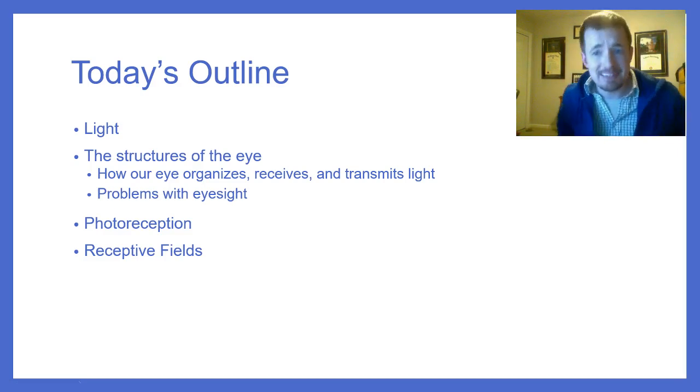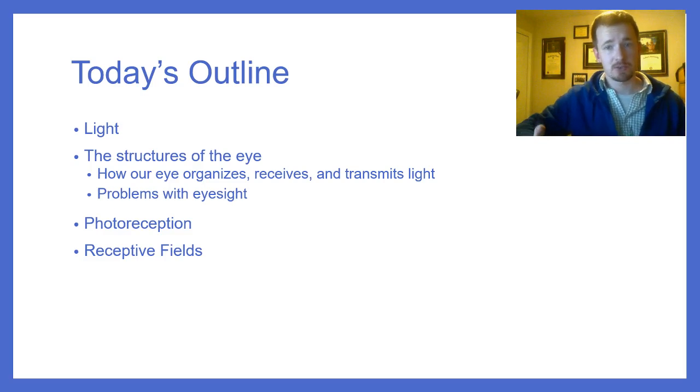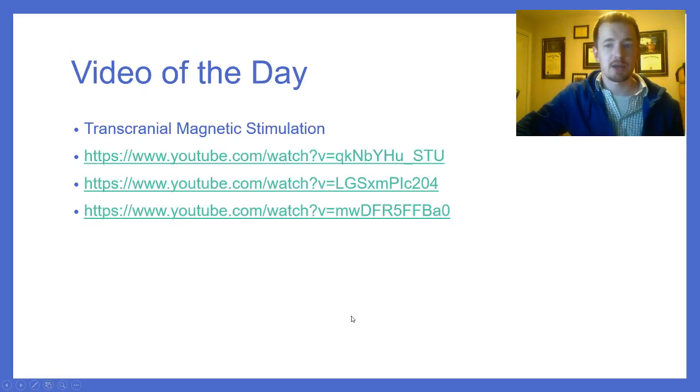So I'm going to try to break this out into 3 different videos, where in the first video we're going to be talking a little bit about light and some of the basic structures of the eye. The second video is going to be a little bit more about the retina and photoreception, and the third video is going to be about the receptive fields, which is going to bleed into our Chapter 3 content as well. So let's just get right into it.